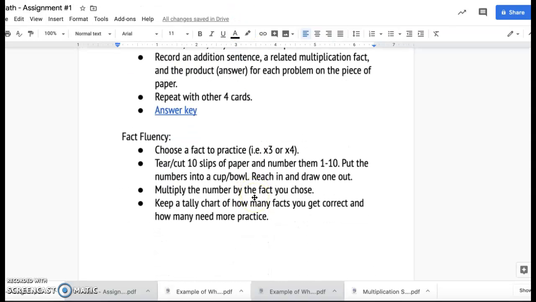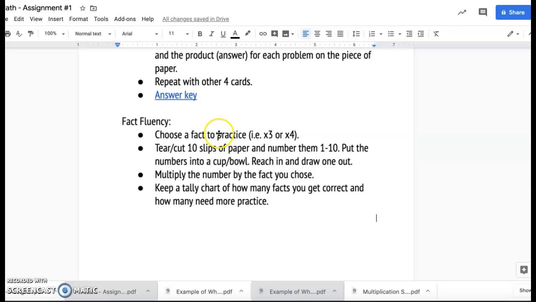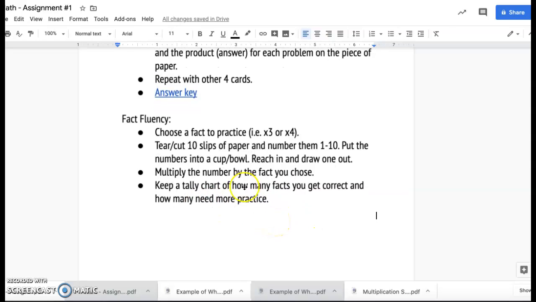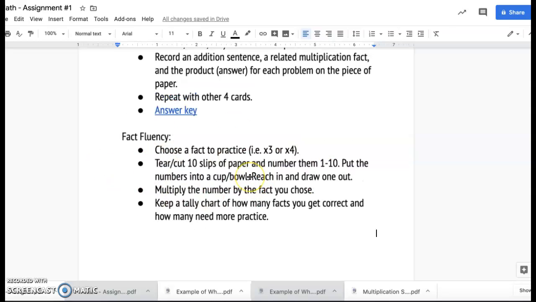And let's see. Fact fluency. It says choose a fact to practice. Tear or cut 10 strips of paper and number them 1 to 10. Put the numbers into a cup or bowl. Reach in and draw one out. Multiply the number by the fact you chose. So if you chose 9s, for example, if I drew out a 3, I would say 9 times 3, and try to figure what that means. What the answer would be. Keep a tally chart of how many facts you get correct and how many you need to practice more. So that's a great little fun way to practice your fluency.